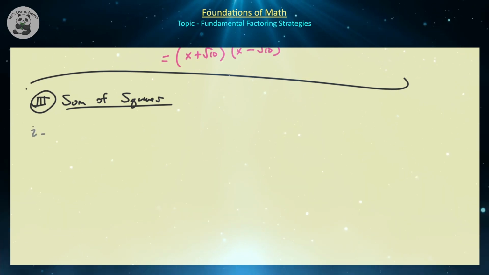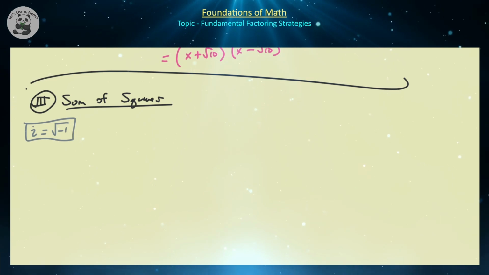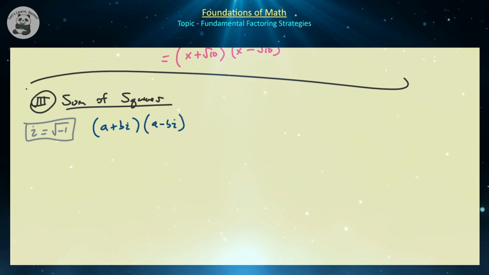So let us define firstly that i is equal to the square root of negative 1, so this is our complex unit, and let's consider the expression a plus bi times a minus bi. In particular, a number times its conjugate. So once we FOIL this, what will we get?